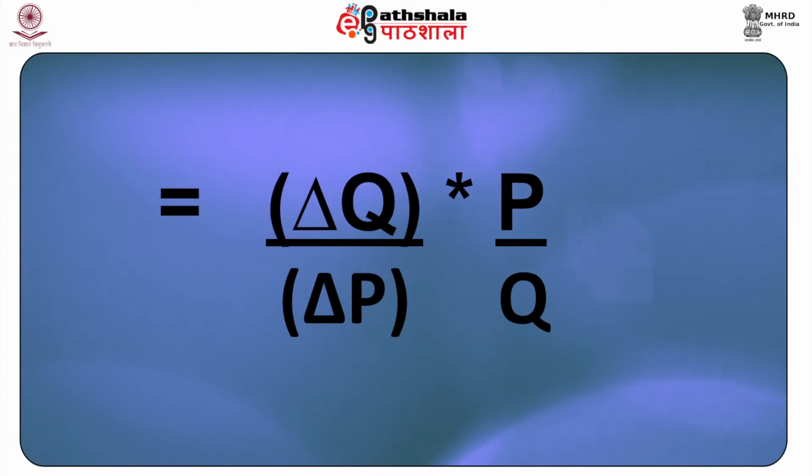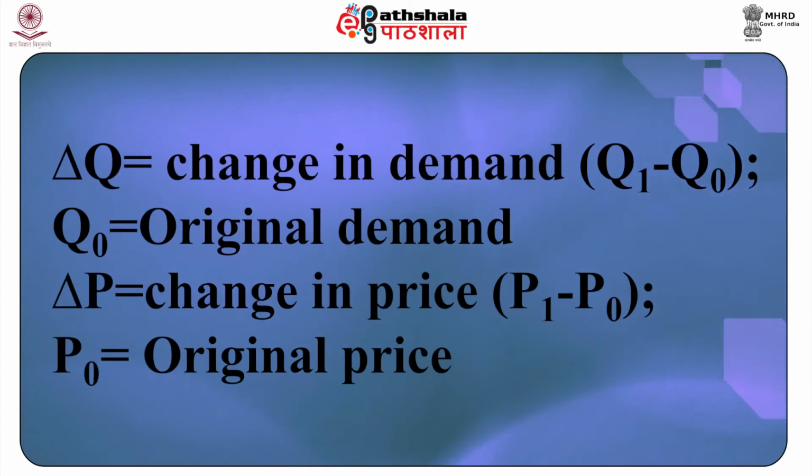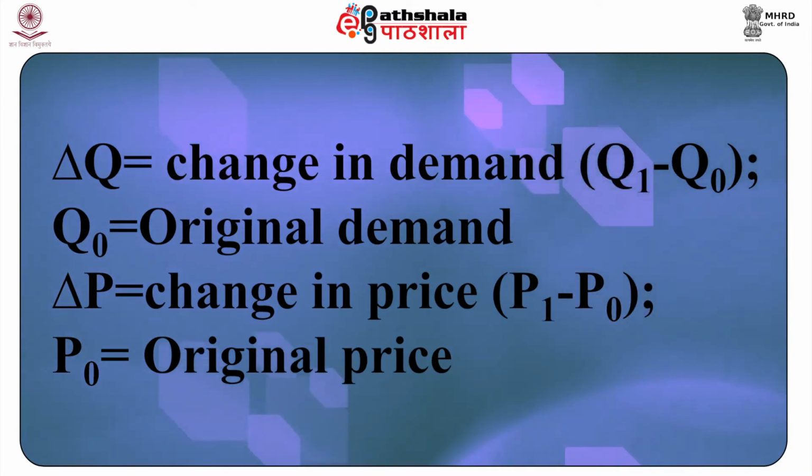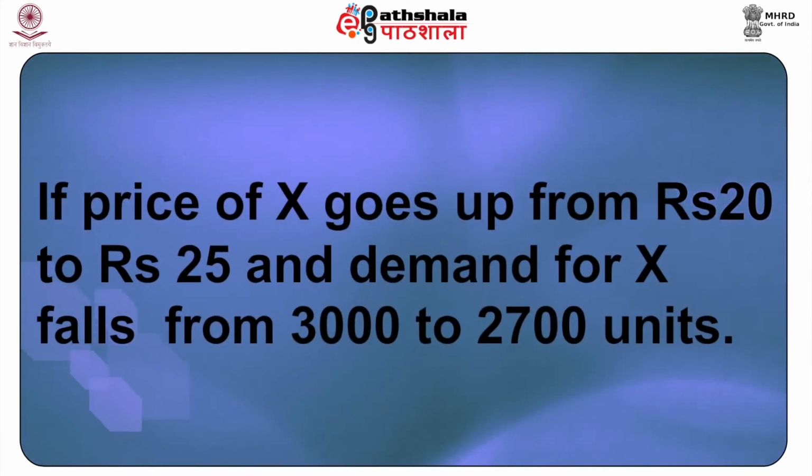of the slope of the demand curve multiplied by the price to quantity ratio, where delta Q is the change in demand, which is Q1 minus Q0, and Q0 is the original demand, and delta P is the change in price, which is P1 minus P0, and P0 is the original price. Let's understand this with the help of an illustration.